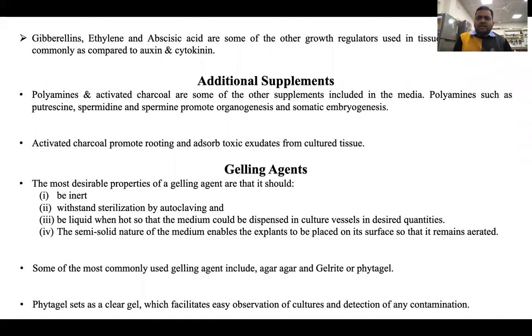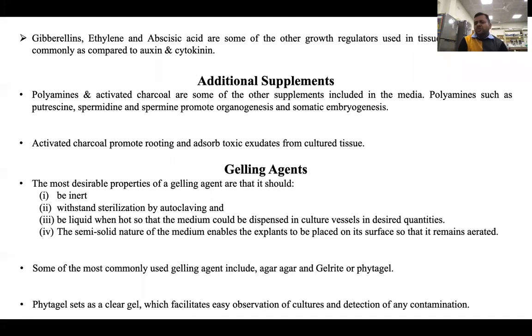Apart from these inorganic components, like the MS media, vitamins, amino acids, and plant growth regulators, in some cases under specific requirements, people do use some additional supplements. One of the most common ones is polyamines. The polyamines include putrescine, spermidine, and spermine. They promote organogenesis and somatic embryogenesis. So just to enhance the process, polyamines are used.